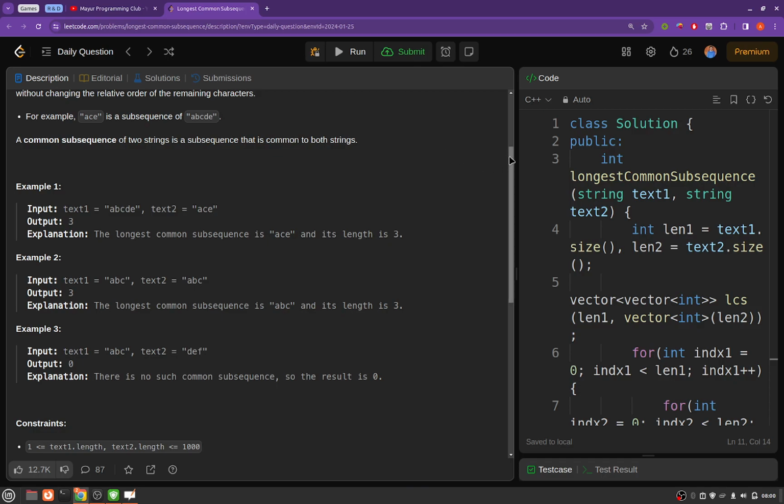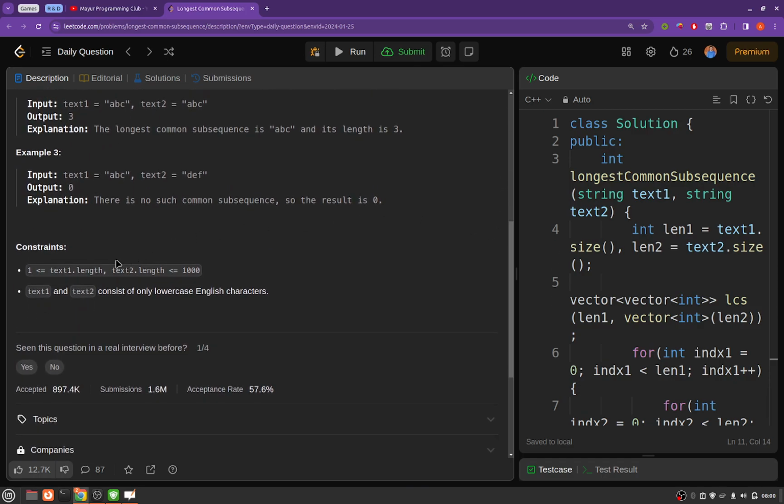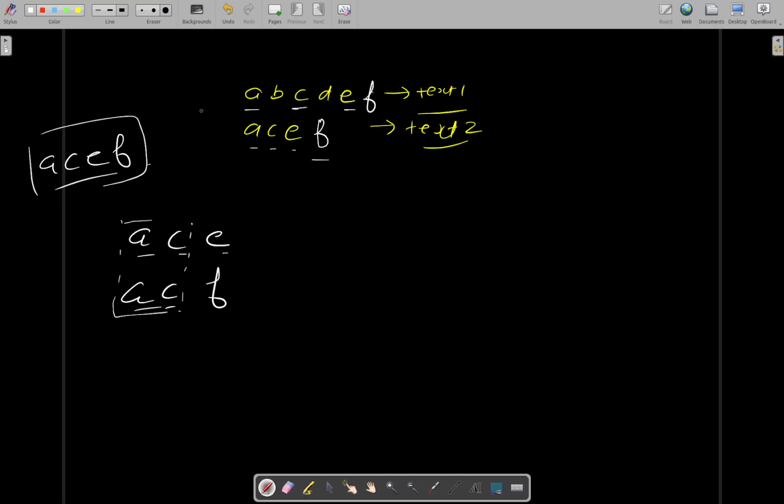Before that, let's see what the constraints of this particular problem are. The lengths of both of the strings will be of order 1000 and only lowercase English letters are there. Okay, these were the constraints. So let's consider a brute force approach. In this brute force approach, we will be trying to generate all the subsequences that can be there as a combination of subsequences of these two.